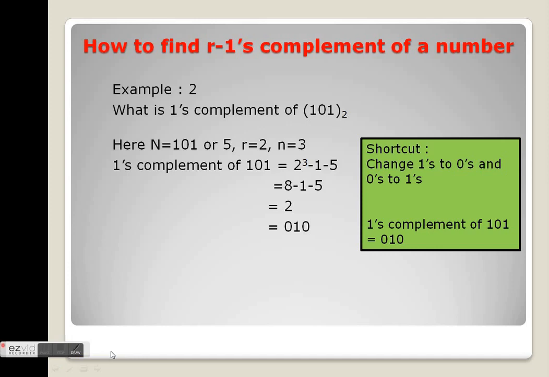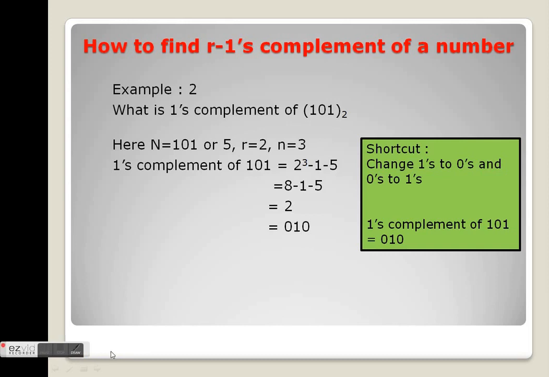Students, we will put these values in the formula, so we will get 2 raised to the power 3 minus 1 minus 5. After simplification, we know that 2 raised to the power 3 is 8, so the equation will become 8 minus 1 minus 5, which will finally become 2. After that we will change 2 into its binary form, which is 010, which is the 1's complement of 101.